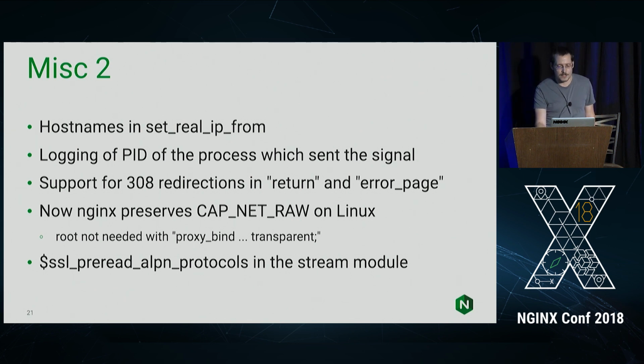To simplify various investigations, when logging signals, NGINX now logs the pid of the process which sends a signal. 307 and 308 redirections are now properly recognized by the return and error_page directives. And NGINX can now use the CAP_NET_RAW capability on Linux, so you don't have to run worker processes as root if you are using transparent proxying. We've also added the $ssl_preread_alpn_protocols variable in the stream ssl_preread module, so it is now possible to route connections to different backends depending on the protocols supported by the client.